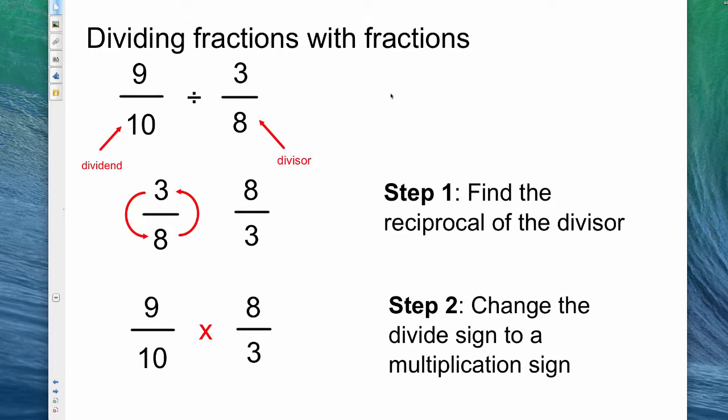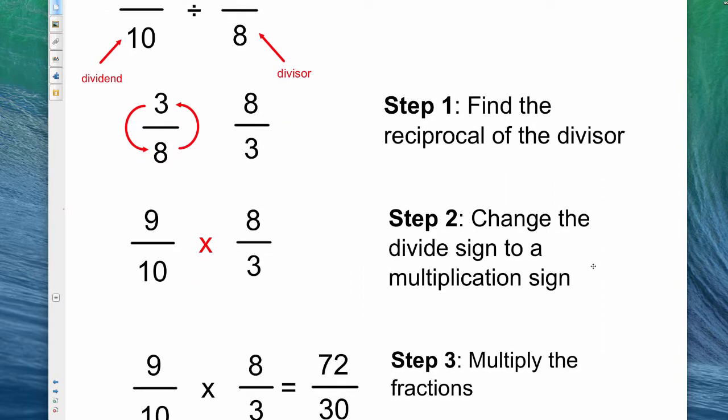Now let's look at dividing fractions with fractions. Our example problem is 9/10 divided by 3/8. A quick reminder, the first fraction is our dividend, and the second fraction is our divisor. Step 1 of the process is to find the reciprocal of the divisor, or the second fraction. So in this case, 3/8. I take 3/8 and I flip it upside down, and it becomes 8/3.